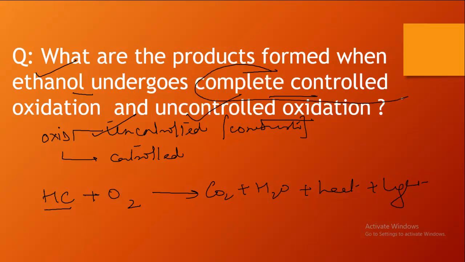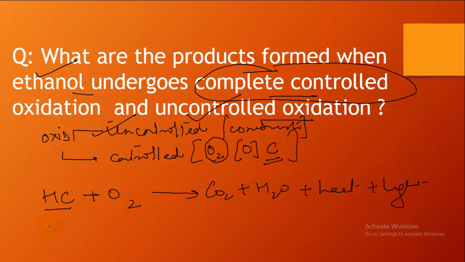Now let us talk about the controlled oxidation. Controlled oxidation means we are oxidizing it, either by reacting it with nascent oxygen or a complete molecule of oxygen in the presence of a catalyst or an oxidizing agent, which doesn't let it undergo combustion. It just oxidizes it and leads to the formation of some other organic compound.